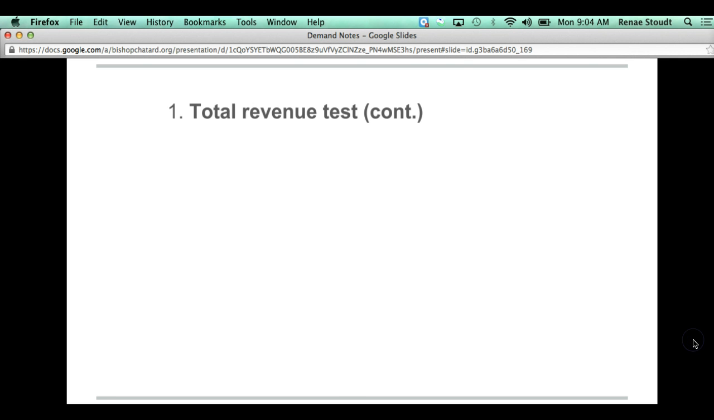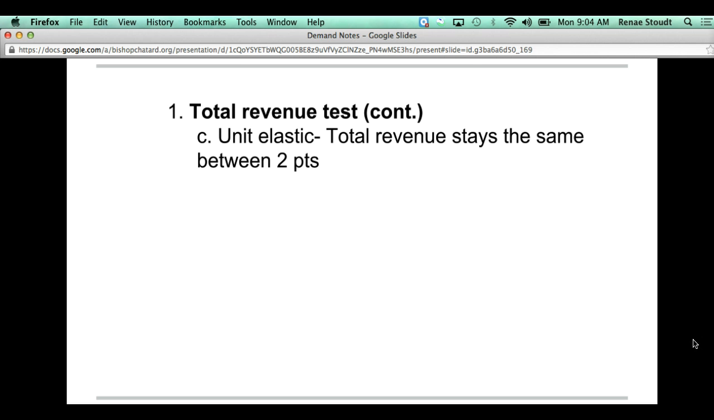All right, this is again continuing the total revenue test. The last point that I wanted to make with the total revenue test is the unit elastic. So in unit elastic, the total revenue actually stays the same between the 2 points. And so this is what I meant when I said that there's nothing that is always unit elastic. There are points on a demand curve where it's unit elastic. You will find that there are sections on a demand curve that are unit elastic.